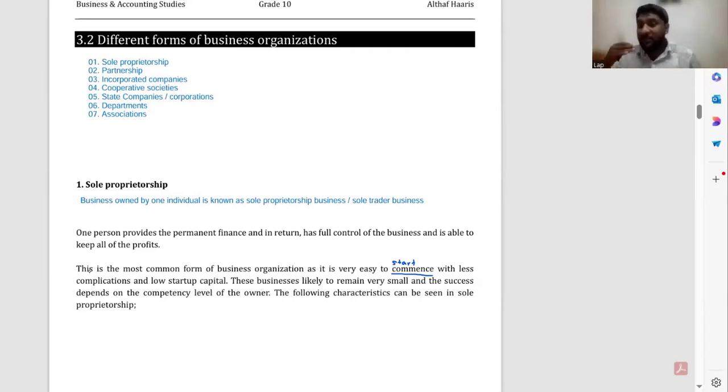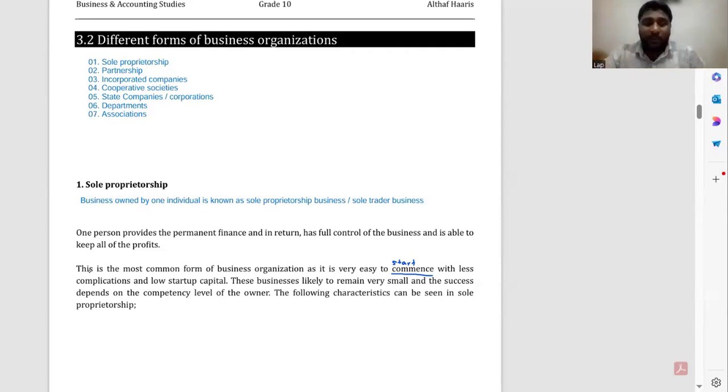So the success of the business fully depends on the owner. Because there is no set of people, only one person. If that one person is good, the business will become good. If that one person is bad, the business will go down. But if there are a set of people, like 4-5 people, and 3-4 are working well, if one person is not working well, they can kick that person out and the 3-4 people can run the show nicely. So advantages and disadvantages, both are there.